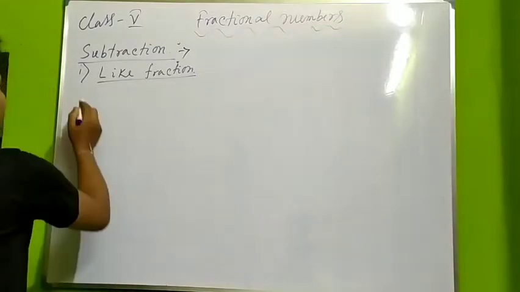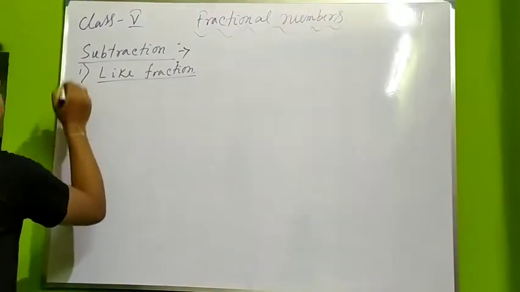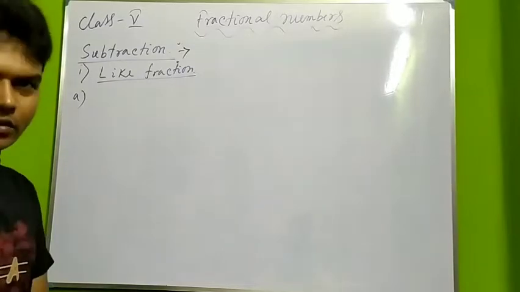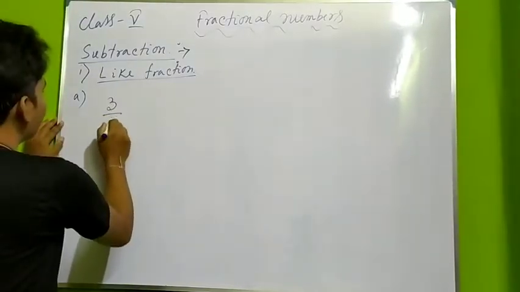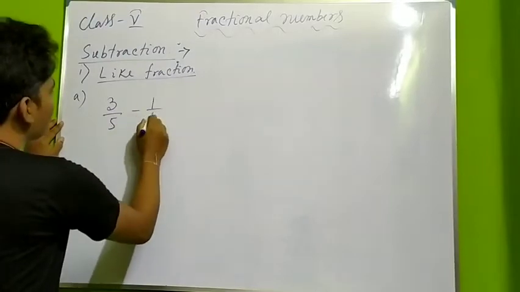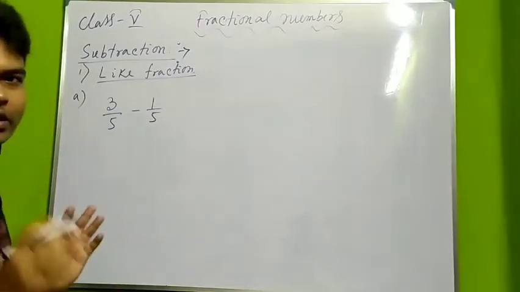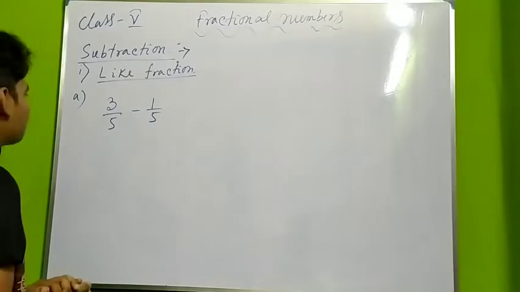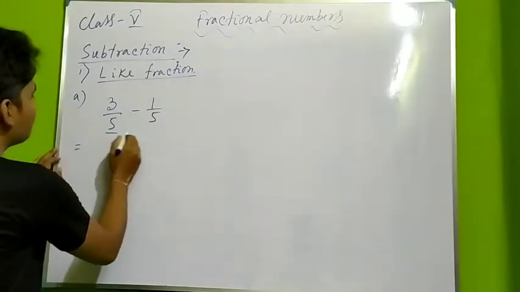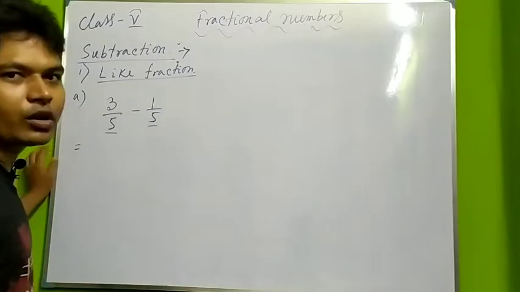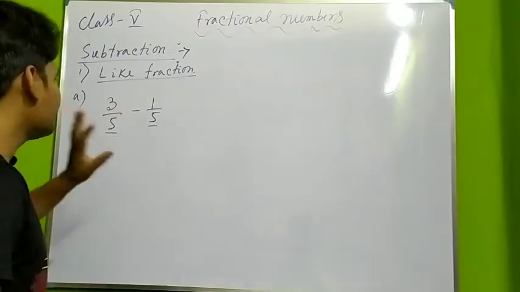So at first you just take one example. Under like fractions we take one example, that is 3 by 5 minus 1 by 5. That is the first example. So we start from a simple form. These two are like fractions, as these two have the same denominator.